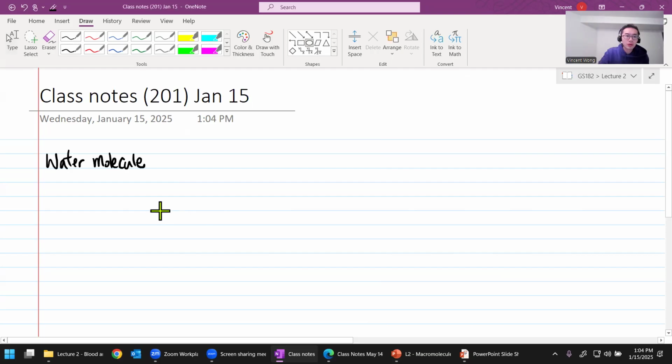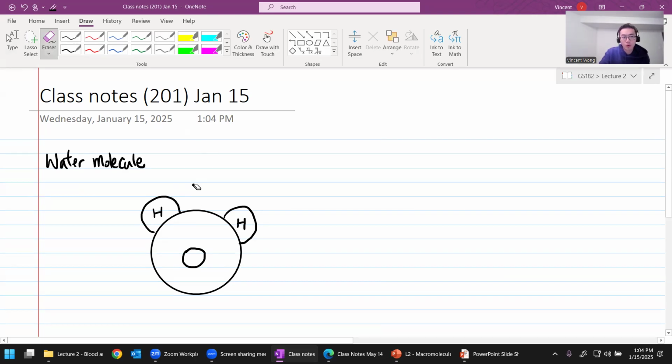So usually how they draw a water molecule, it's like Mickey Mouse, right? Mickey Mouse, the ears. This is the face of the Mickey Mouse. That's where the oxygen is, and then the ears, that's where the hydrogens are. H2O, right? Two hydrogen, one oxygen. And then if you were paying attention, you would know the hydrogen and the oxygen are sharing electrons.